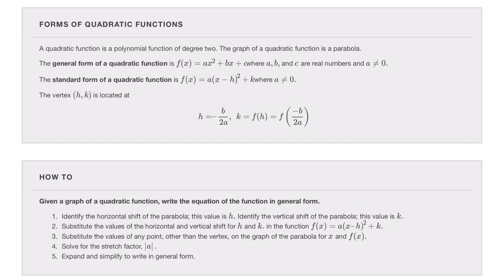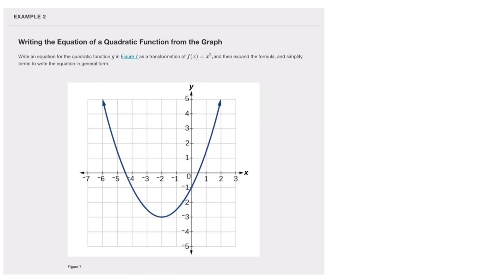So given the graph of a quadratic, write the equation of the function in general form, so the ax squared plus bx plus c. It looks like they're using the standard form and then going from the standard form to the general form. Let's see if we can see this in action. Write an equation for this quadratic function g in figure 7 as a transformation of x squared, and then expand the formula and simplify it to write it in general form.